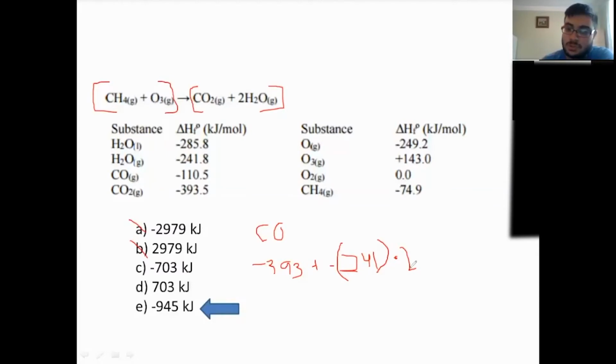So because there's 2 waters, right? 2 moles, and this is per mole. So you'd multiply by 2. And then you take all of this, you subtract CH4, which is negative 75, plus O3, 143. Right? And you'd be able to do, so this is about negative 500.